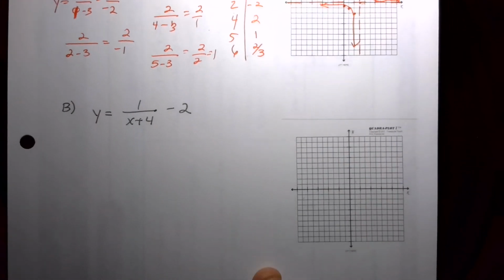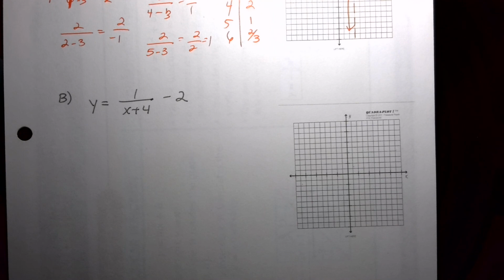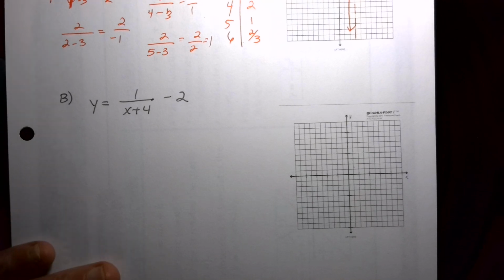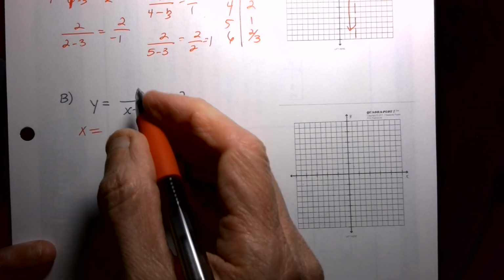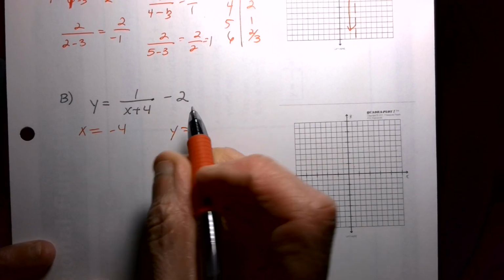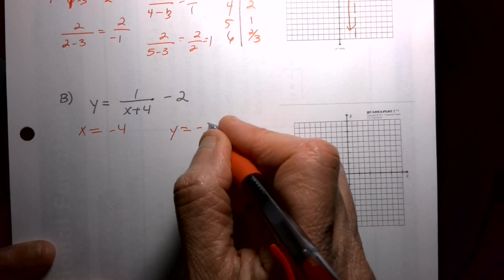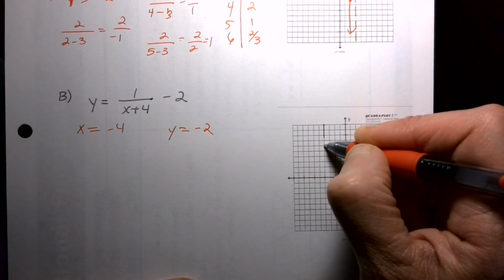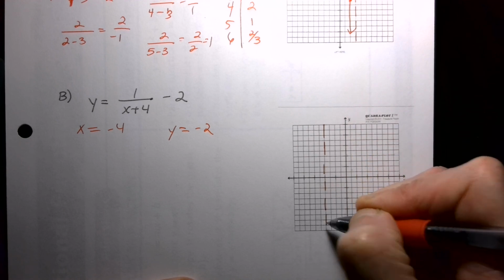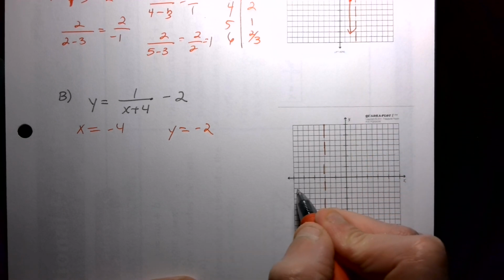All right. If I were you, I'd pause it and try this on your own. But I'm going to go ahead and finish it up. So my x is negative 4, and my y is negative 2. Very good. It has to be negative. So negative 4, 2, 4. And negative 2.